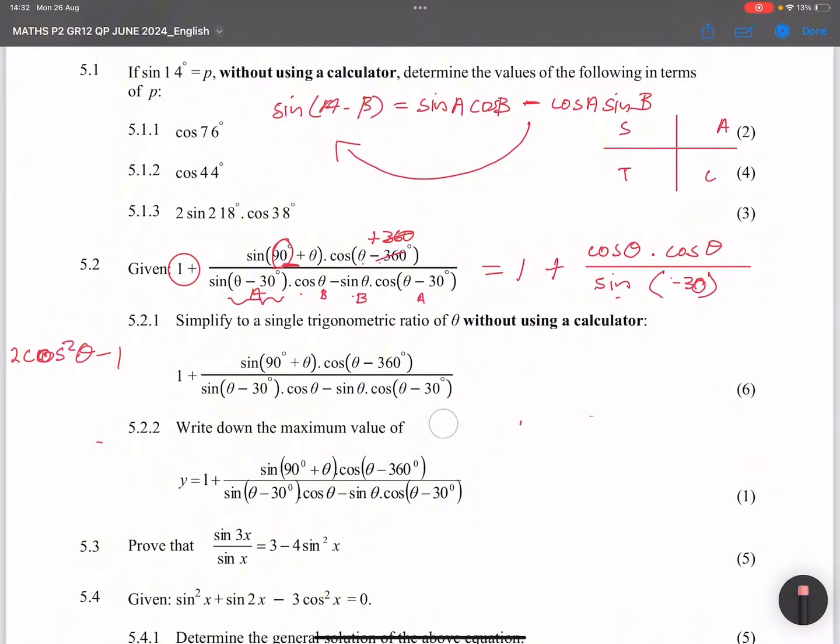Right, so we've answered the first question. They say to us, write down the maximum value of this entire thing.